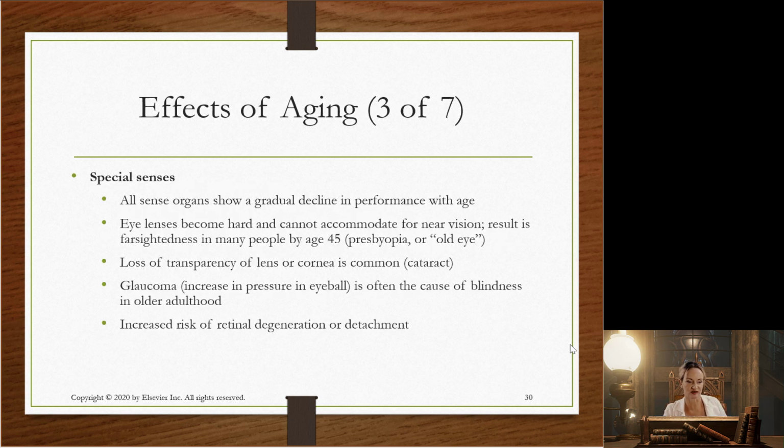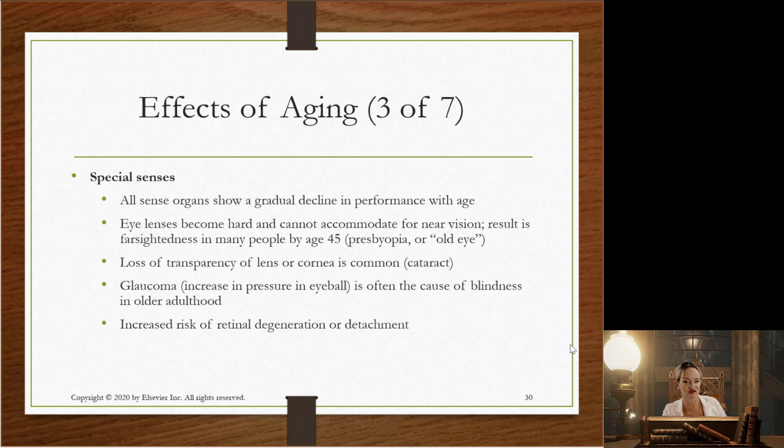What happens to our special senses? Well, as you most know, most of the time as we age, we begin to need glasses, right? Sometimes this need becomes bifocals to assist with near and distant vision. All sense organs show a gradual decline of performance with age. Eye lenses become hard and cannot accommodate for near vision. This results in farsightedness in many people by the age of 45, which is presbyopia, or the old eye.